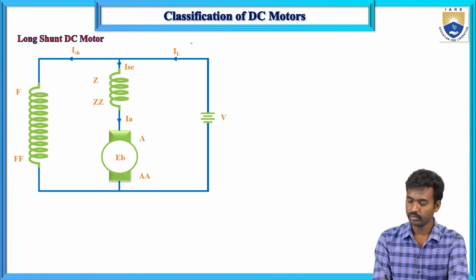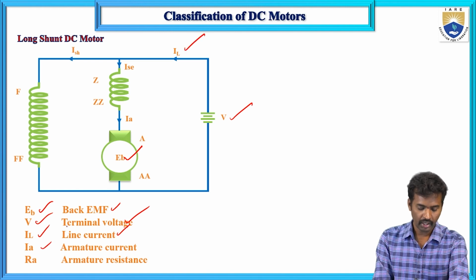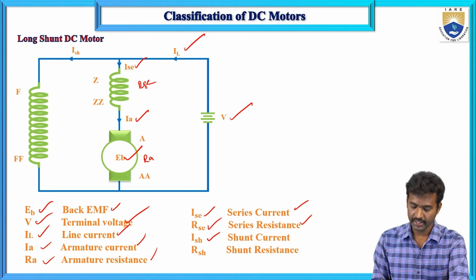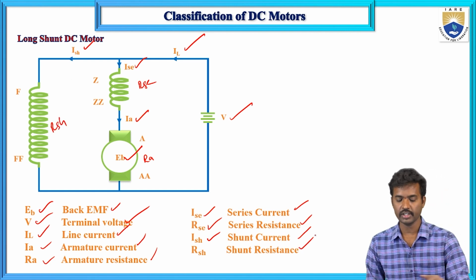Now what are the terms related to this long shunt? EB is the back EMF, V is the terminal voltage, IL is the line current, IA is the armature current, and RA is the armature resistance. Next, I series is the series current and R series is the series resistance, ISH is the shunt current, and RSH is the shunt resistance.